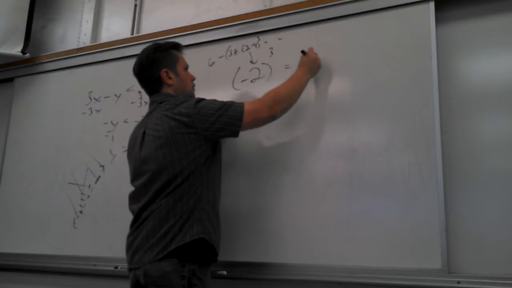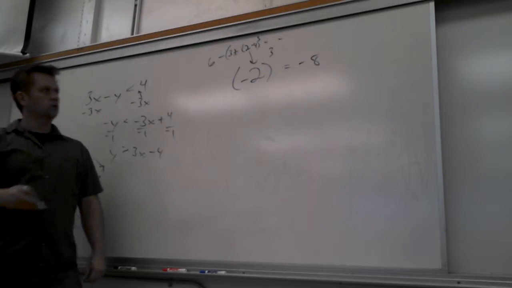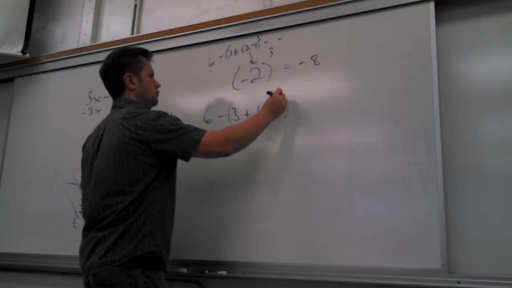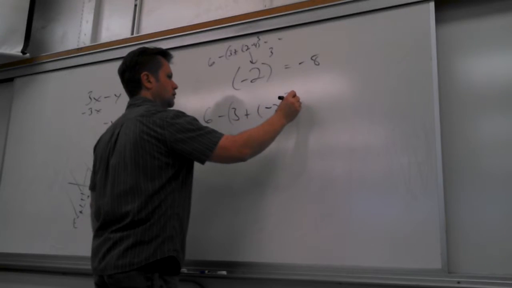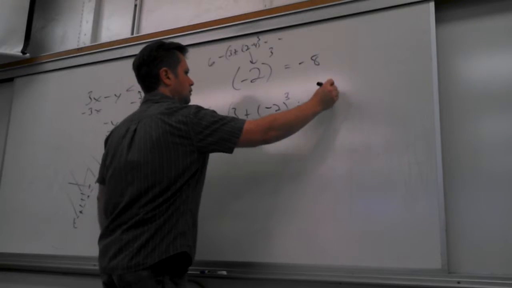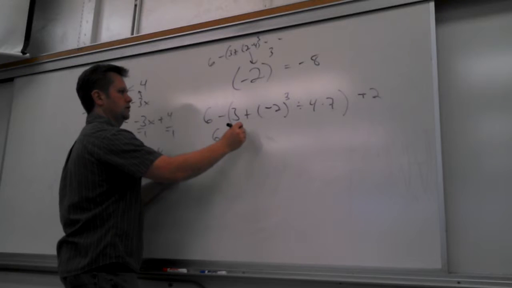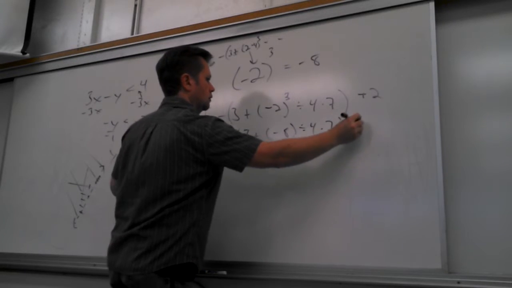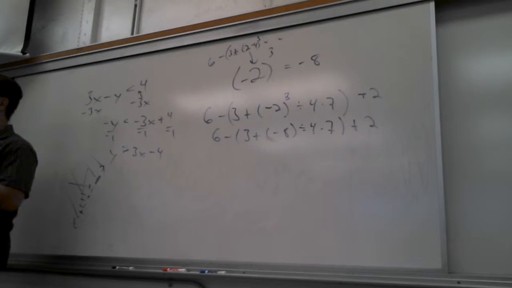Negative 8, exactly. And then do you put the negative 8 in parentheses still? Yeah, so let's see. 6 minus 3 plus negative 2 cubed. And that was divided by something? Yeah, divided by 4 times 7 plus 2. Okay. So 6 minus 3 plus, yeah, you can do it like that. You just replace that one thing.